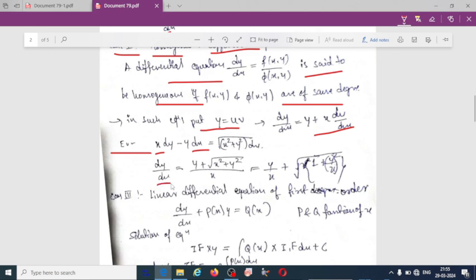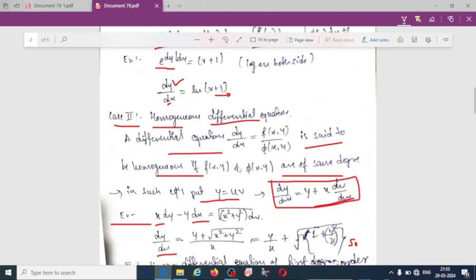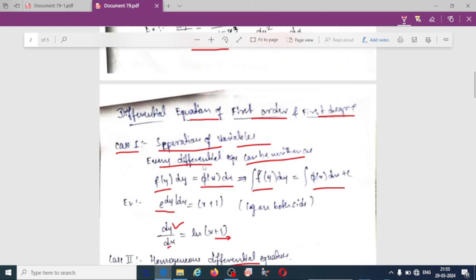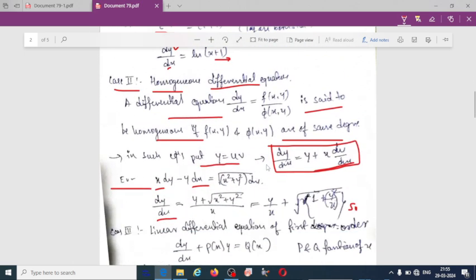First you should convert it into dy/dx, and once you convert, you are going to get y/x + √(1 + (y/x)²). So this is nothing but in the form of this equation, and then you can solve it. First you should identify whether the equation is separable or a homogeneous differential equation. After making it in the standard form, you can solve the given equation.